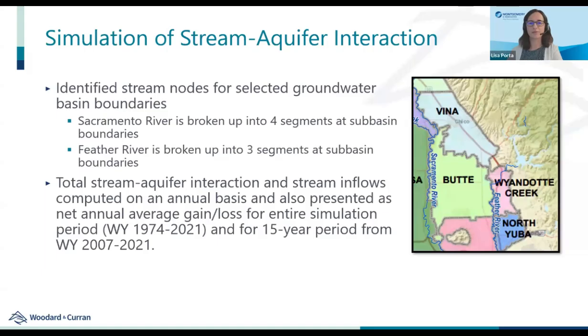So simulation of stream aquifer interaction, we are looking at the two main rivers in the Butte County subbasin, so the Sacramento River that's bordering Vina and Butte, and then the Feather River that's bordering Butte and Wyandotte Creek. And so we've broken up the two rivers into subsegments to be able to identify specific interactions between the different subbasins. And so again, like with the interbasin flow, this is computed over the entire simulation period and for the 15-year period, and also on an average annual basis. So you'll see similar graphs.